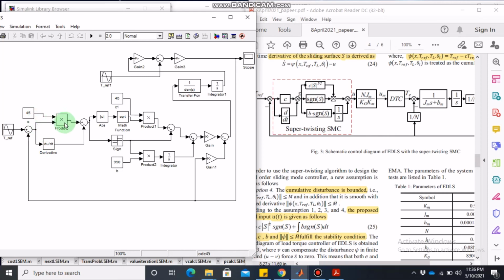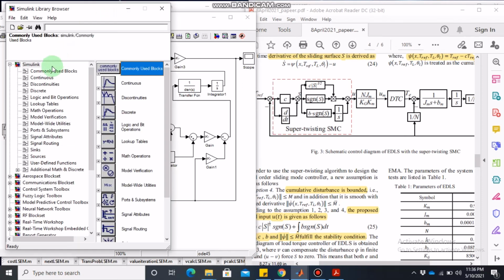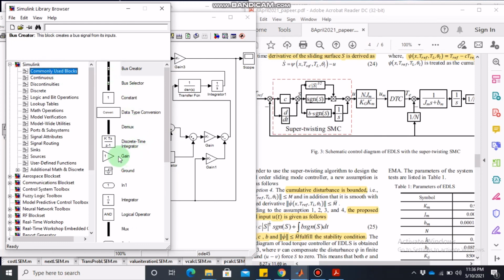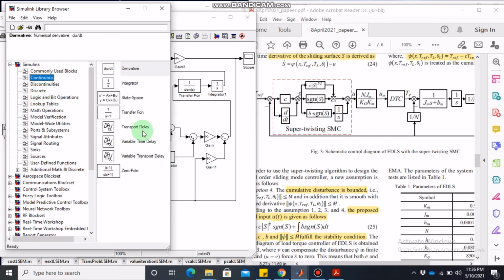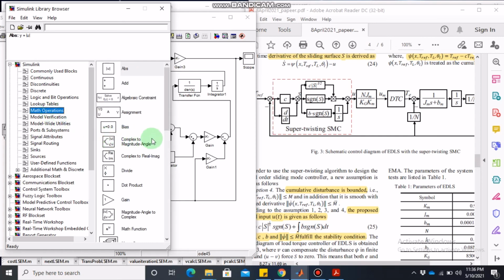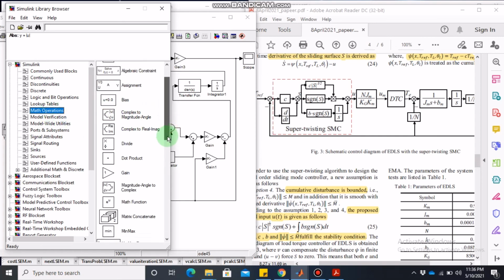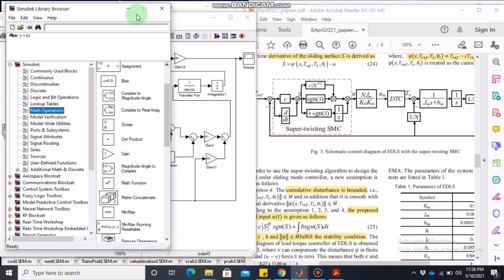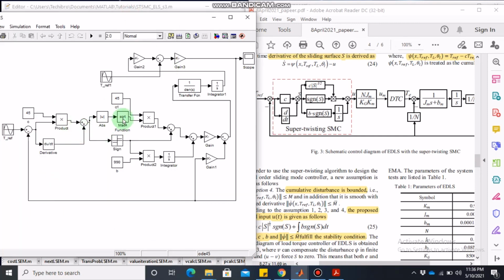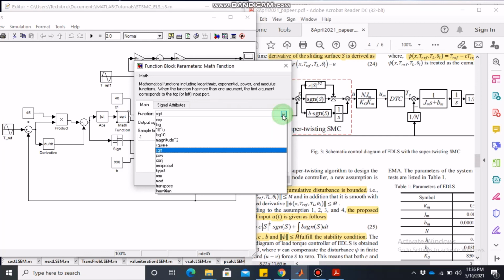All of these blocks are very common in Simulink. You can see here the commonly used blocks. You can get the gain, the constant, the integrator, and everything. And then continuous blocks, you can get this transfer function and so on. And mostly mathematical operations, you will only use one of the operations, like this math function. Here I have used it for square root. So there are many math functions available here. If you open this, there is square root, log, and everything. So you will be using the square root.